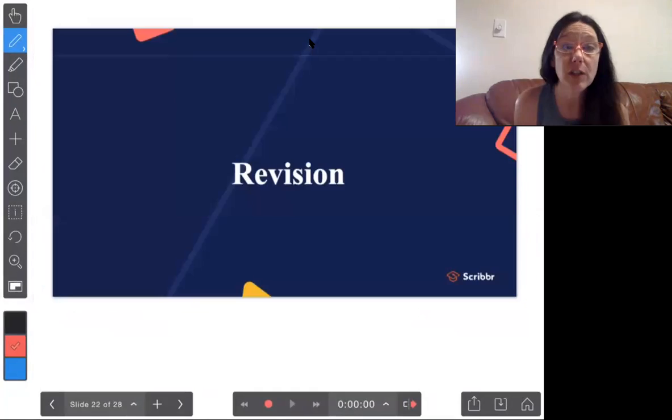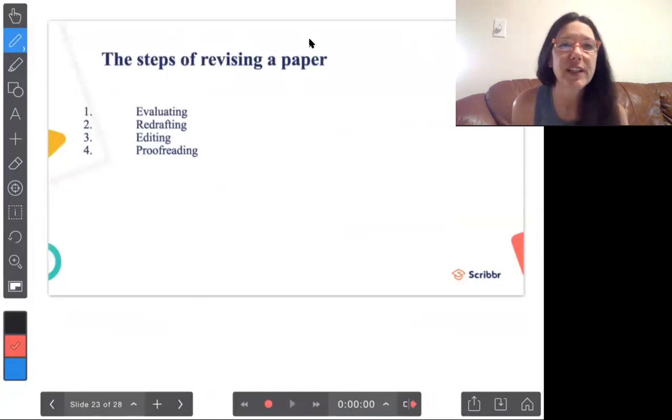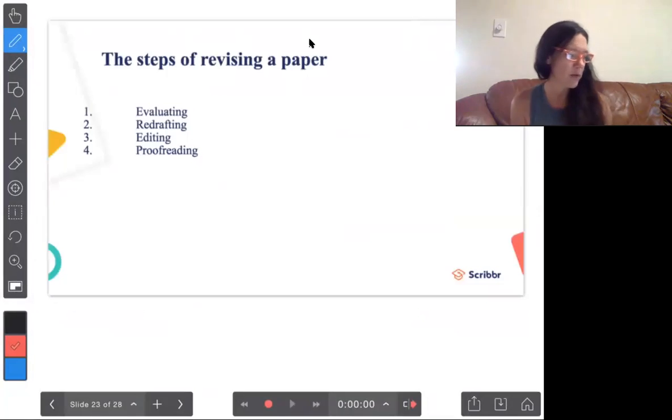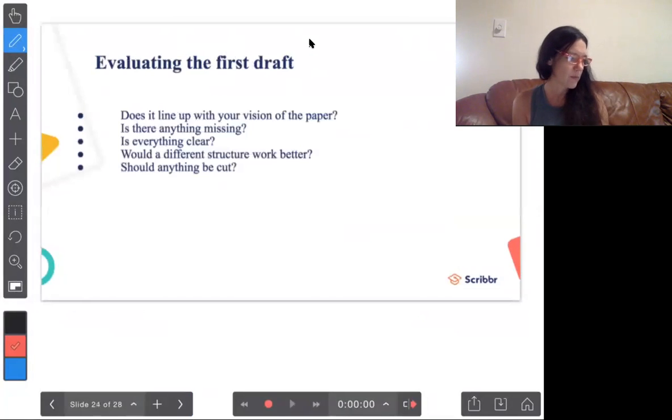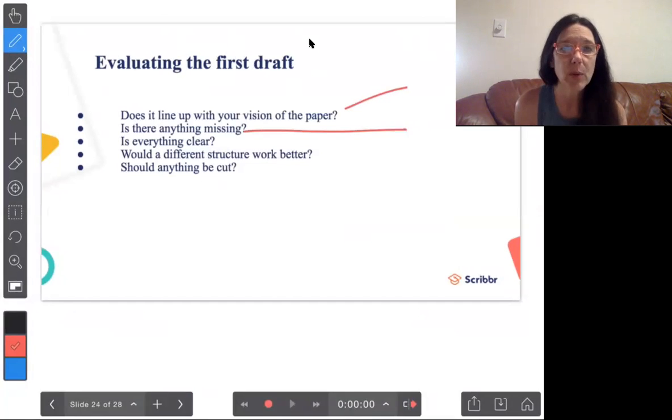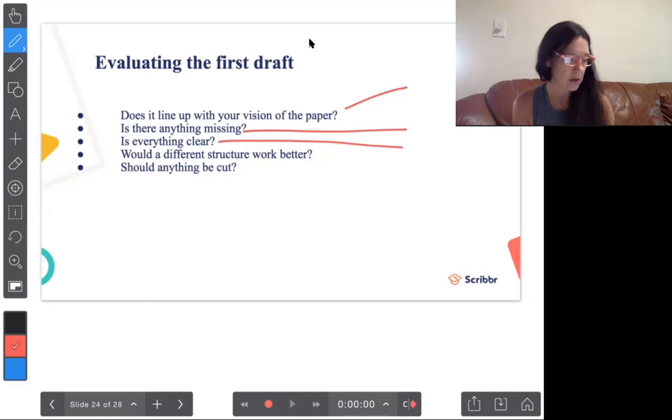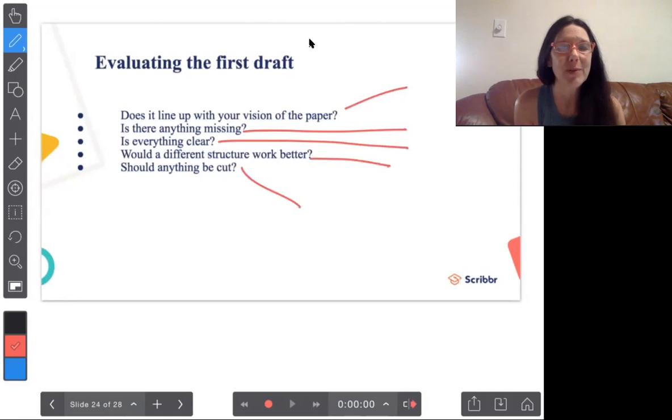Okay, revision, right? We never turn in our first draft. To evaluate, redraft, edit, proofread. Did you write what you're supposed to? Did you leave anything out of those bullet points? Are you clear? Again, would a different order work? Should you just cut stuff out? You have a paragraph with a bunch of information that's just crap. You just can't make it fit.